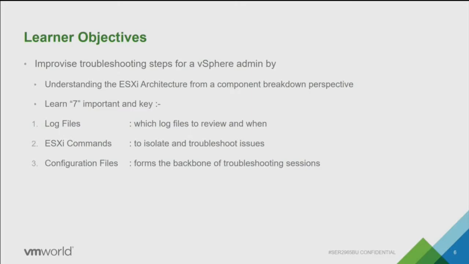I'm sure now you would have correlated the significance of the number 777 we saw till now. So we would like to equip you with 7 commands, 7 log files, and 7 configuration files that would come in handy for troubleshooting any issue. All of us know lots of commands, configuration files, and log files. But which log files to check for which issue? Which command would help me isolate and troubleshoot any issue? Which configuration file forms the backbone of any troubleshooting? That's what we will equip you with by the end of this session.